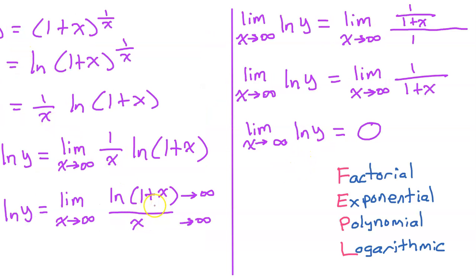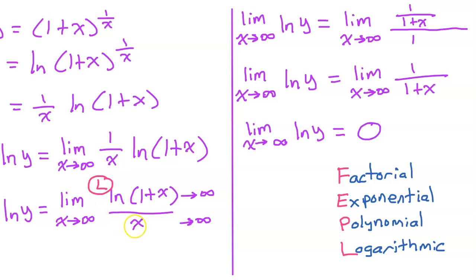By the way, we did not really need to use L'Hopital's rule on this problem. Back in Unit 1, I taught you this acronym FEPL, which reminds us that as x approaches infinity, some expressions grow faster than others. Specifically, factorials grow faster than exponentials, which grow faster than polynomials, which grow faster than logarithmics. So in this case, in the numerator, we have a logarithmic expression. I'm going to put an L next to that.